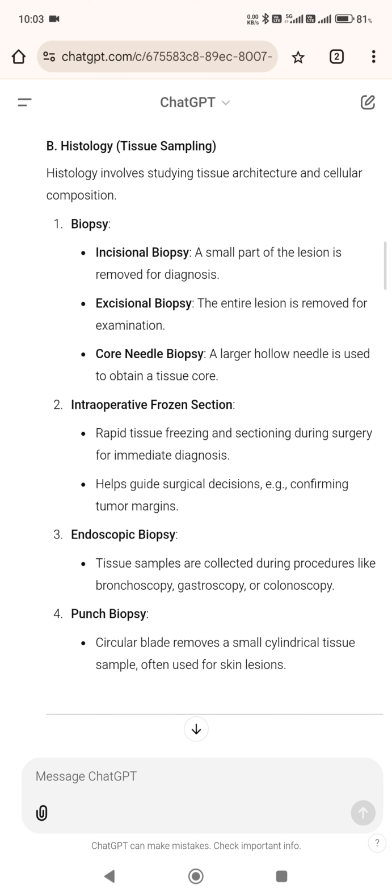1. Biopsy. Incisional biopsy. A small part of the lesion is removed for diagnosis. Excisional biopsy. The entire lesion is removed for examination. Core needle biopsy. A larger hollow needle is used to obtain a tissue core. 2. Intraoperative frozen section. Rapid tissue freezing and sectioning during surgery for immediate diagnosis.